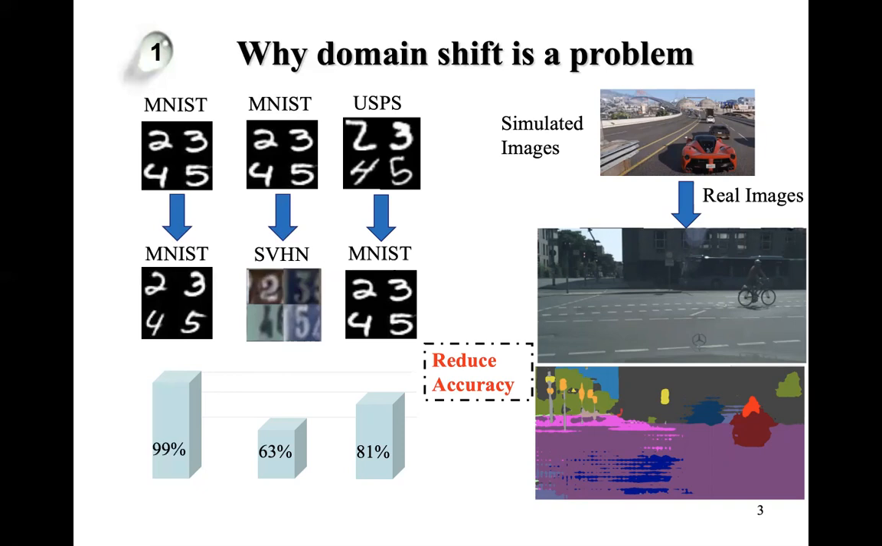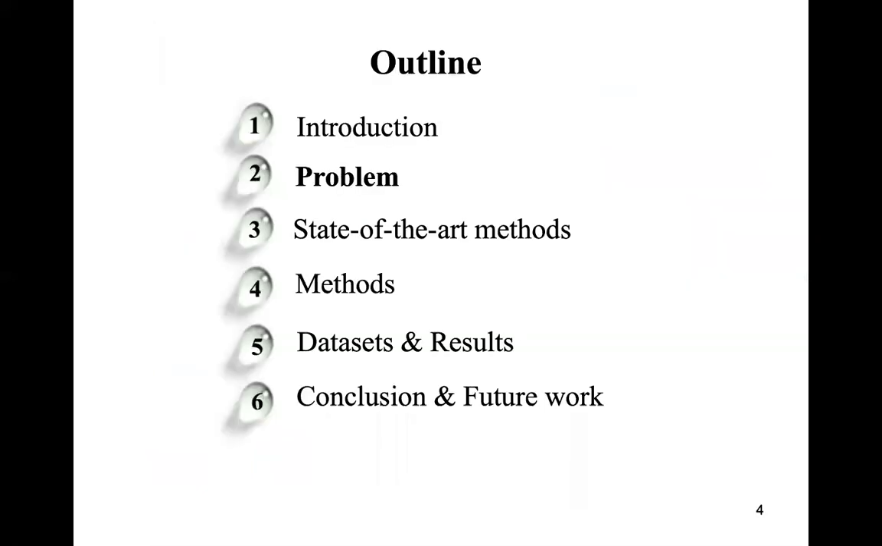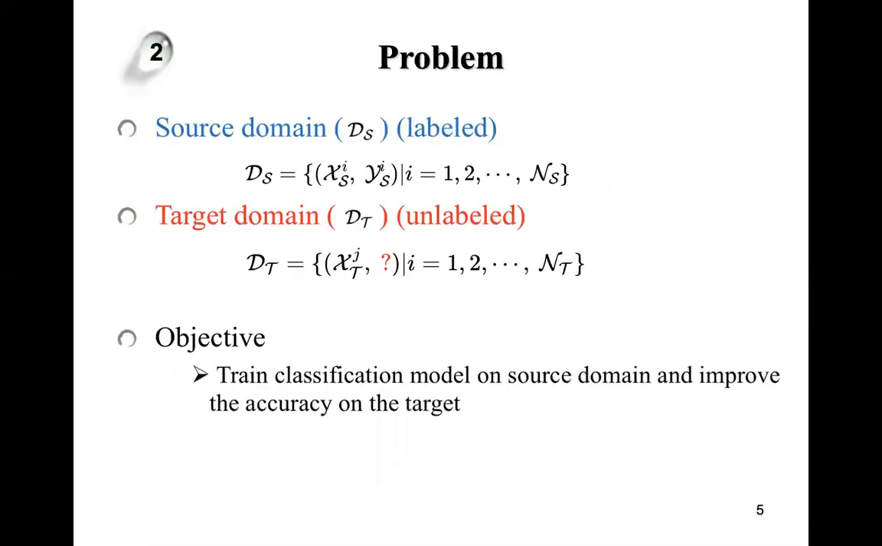So in the next section, we're going to formally define our problem, that is unsupervised domain adaptation. We usually assume that we have a labeled source domain and an unlabeled target domain. As you can see here, YT is unknown, and our objective is straightforward, that is just to train a classification model on the source domain and improve the accuracy on the target domain.